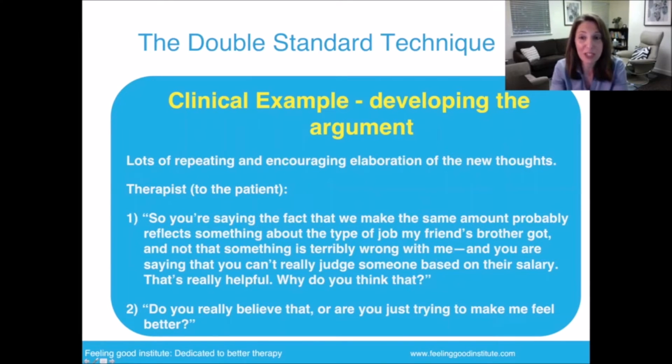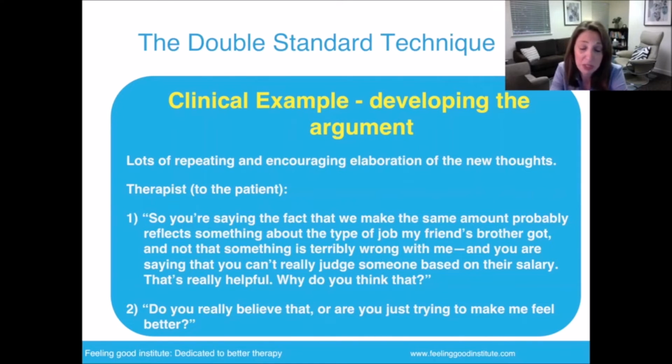So I might say to the patient something like, if the patient responds with something helpful, like, oh, so let's see, what you're saying is the fact that we both make the same amount probably reflects something about the kind of job my friend's brother got. And I guess you're right, he did get a pretty great job right out of college, and it's not something that's terribly wrong with me. And you're saying that you don't really think you can judge someone based on their salary. Yeah, I mean, I guess that's true. That's really helpful. What makes you think that?